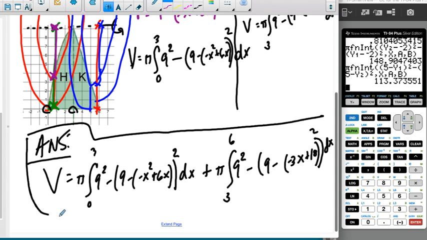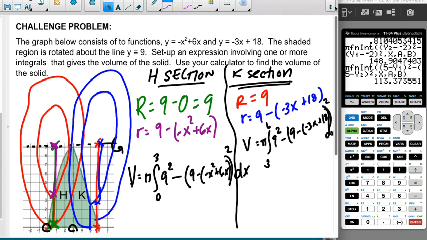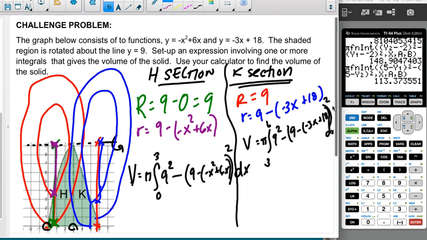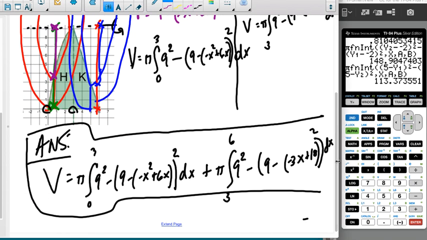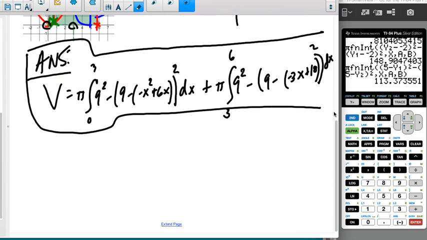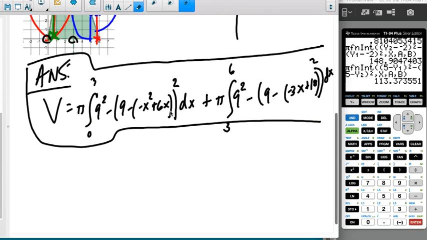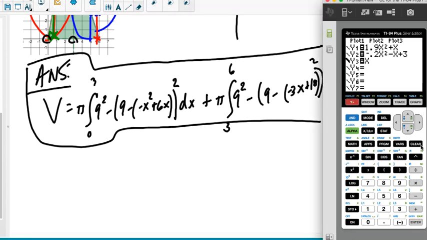That's why it says using one or more integrals, and I think that it might say find the volume. Oh, use your calculator to find the volume. That's no fun at all. Okay, so if I was going to use my calculator to find the volume, because it says that I'm supposed to, I see that there are basically two curves I have to worry about here, the negative x squared plus 6x and the negative 3x plus 18. I don't really have to worry about the 9 because I feel like it's easier to just type the number 9 in. So I'm going to go ahead and make the negative x squared plus 6x the first curve, and I'm going to go ahead and make the negative 3x plus 18 the second, right?